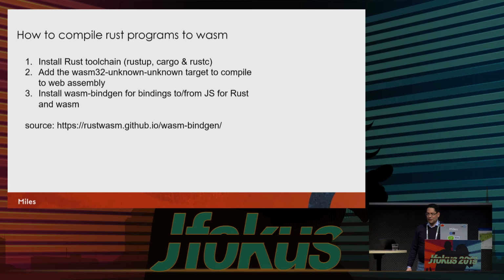The first thing that we need to do is install the toolchain, the Rustup, Cargo and the Rust compiler. Then we need to add a new compiler target for WebAssembly, which is called wasm32-unknown-unknown. After that, we install a separate tool called wasm-bindgen. What wasm-bindgen does is generate bindings to and from JavaScript for Rust and WASM, so that we can call this method from our JavaScript application code.